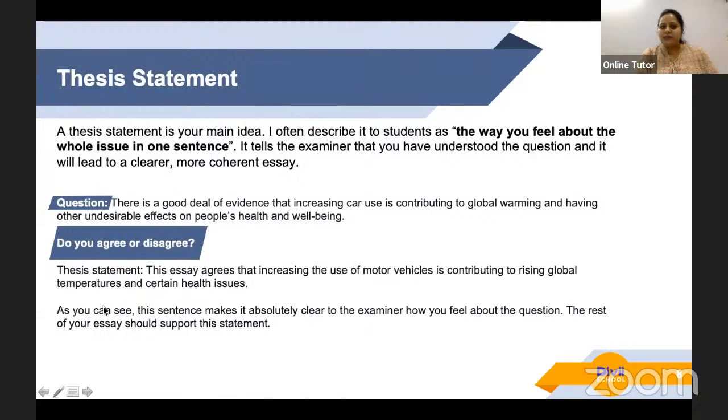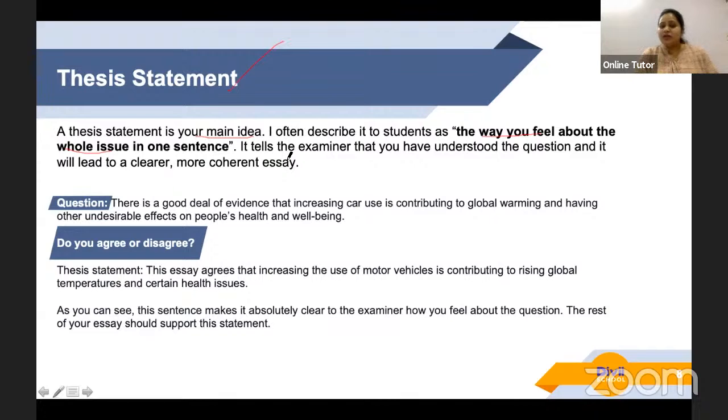Thesis statement. This is the second part of our introductory paragraph. Thesis is the main idea. It's your main idea. It gives an insight into the way you feel about the whole issue. So after the first introductory statement, you are going to share your opinion in one sentence, which will be identified as a thesis statement.